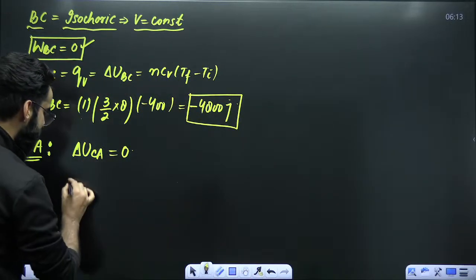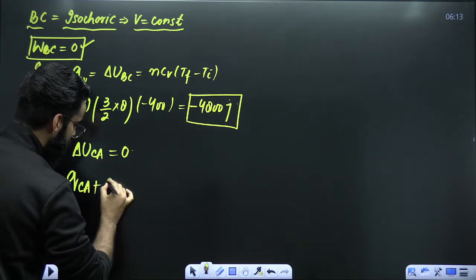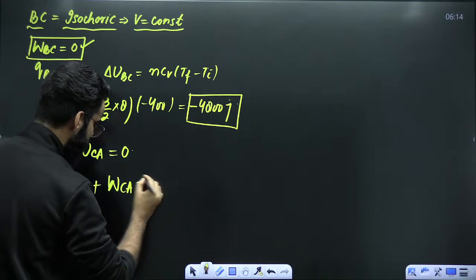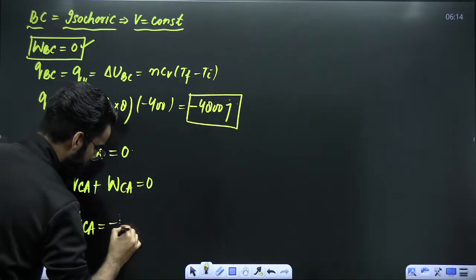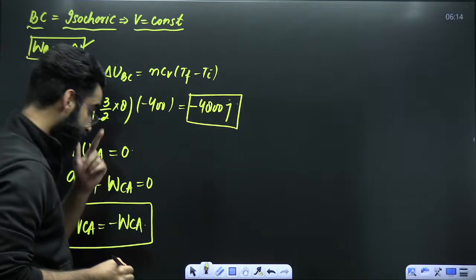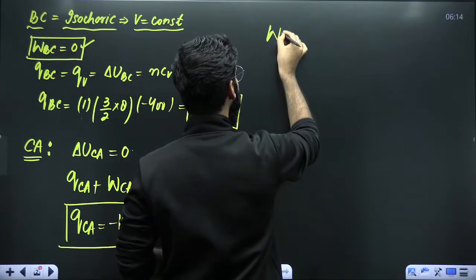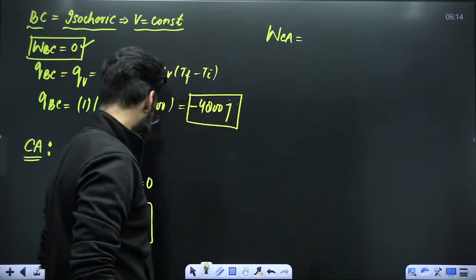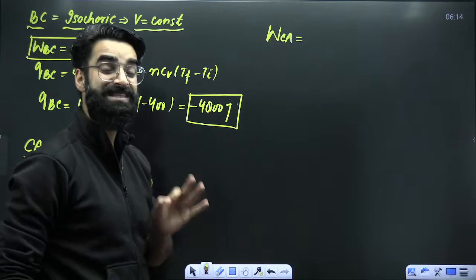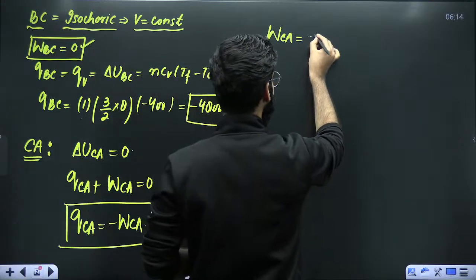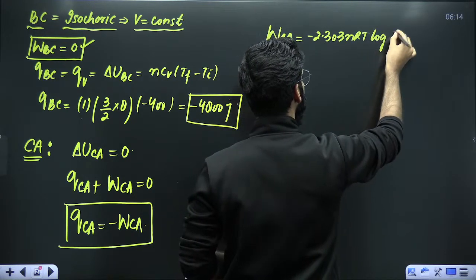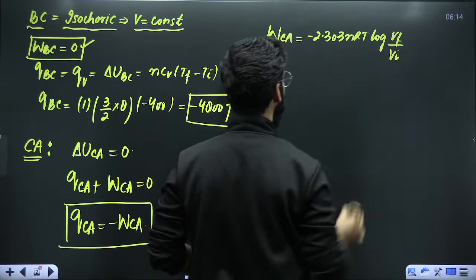Right? So delta U CA will be QCA plus WCA, because delta U is Q plus W. That has to be 0. So I would say QCA will be equal to minus WCA. Perfect. So my dear students, just calculate one of the two. I'll try to calculate the work done during the process CA. The CA process is reversible isothermal. Do you remember how we calculate work done in reversible isothermal processes? In the last session, I gave you one result, minus 2.303 nRT times log of V final divided by V initial, V2 by V1, if you remember.